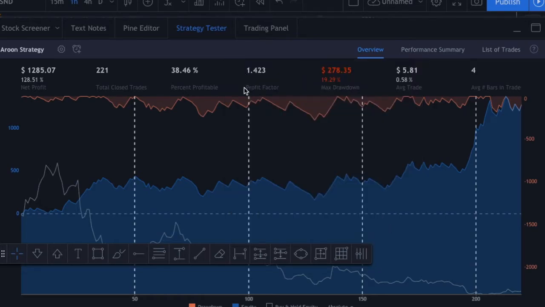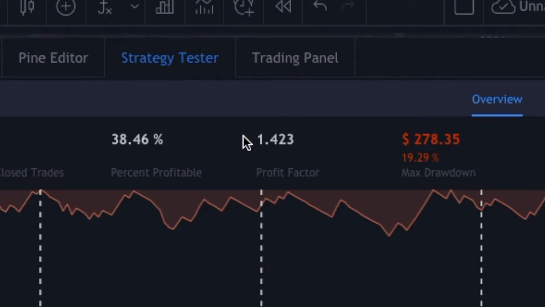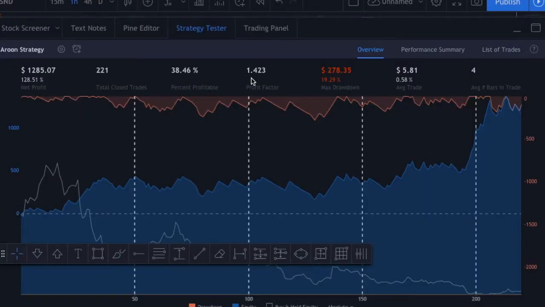Now the profit factor on TradingView is 1.423. Anything that gets close to 1.5 is good. Anything below 1 is really bad. We definitely don't want to get into that territory. So we're trying to shoot for as high above 1 as possible. 1.423 is good. It's good enough for us to get into and start forward testing it into our signals.